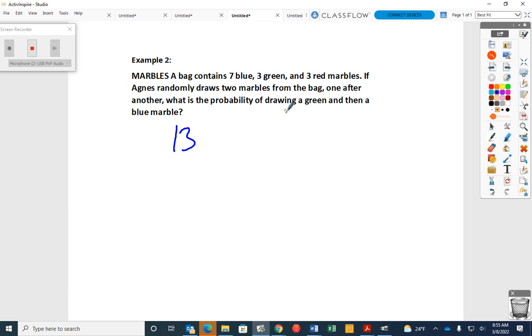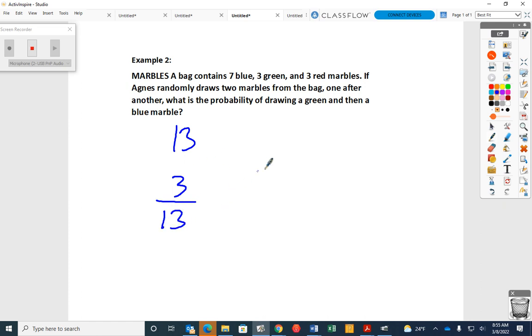Now, we've got to think about this for a second, don't we? If you read it carefully, what does it say? Then. She's drawing 1 and then another one after. So do you think this is going to be dependent probability? Yes. So I have 13 marbles in here, and if I want to know drawing a green, how many of these 13 are green? 3. So the probability of getting a green on the first one is 3 out of 13. Does everybody understand that?